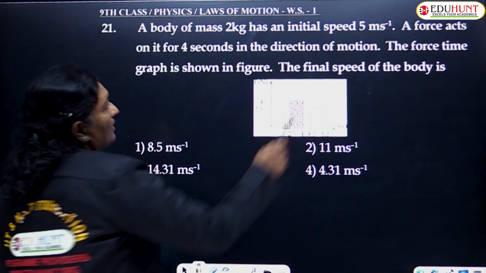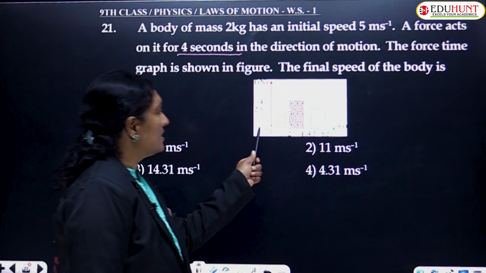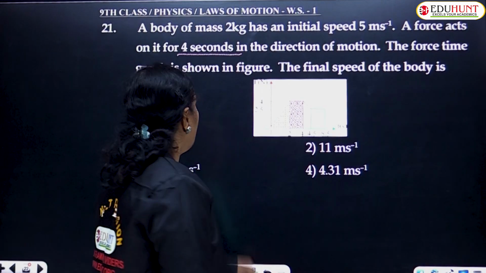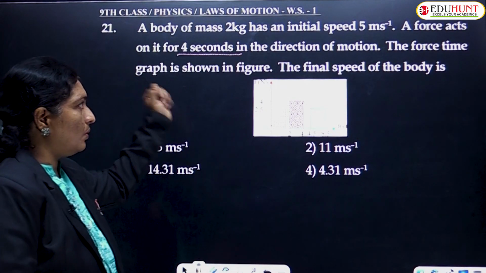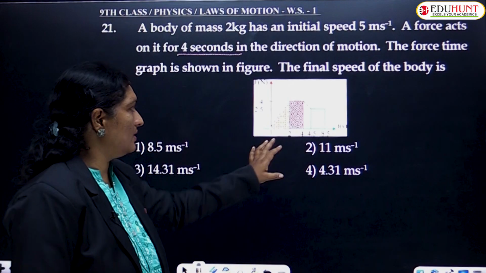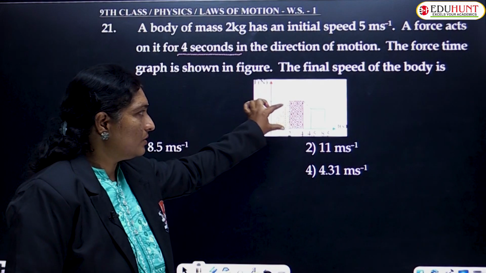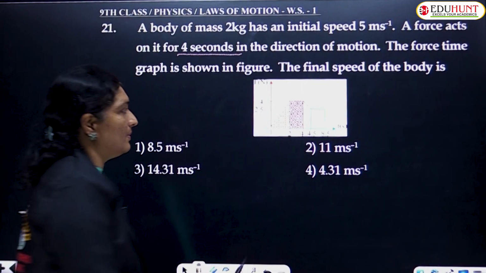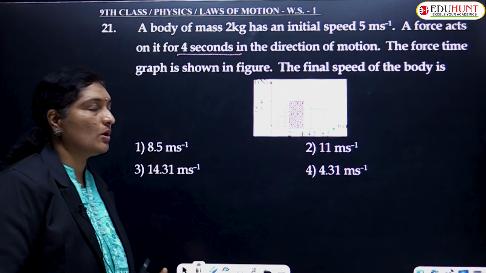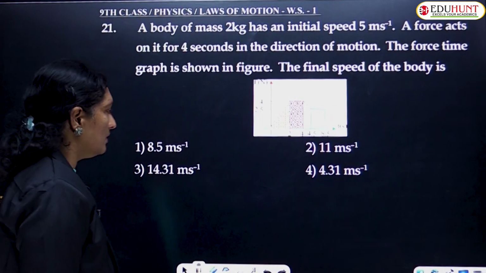A force acts on it for only 4 seconds, it was given. So in this graph, time up to 8.5 seconds is being given, but you need to find out only that particular velocity when the force acts until 4 seconds. So you need not bother about all this area, only you need to focus on this particular area, because up to 4 seconds whatever the force has been applied, and because of that force whatever the velocity it has gained, we need to find out.